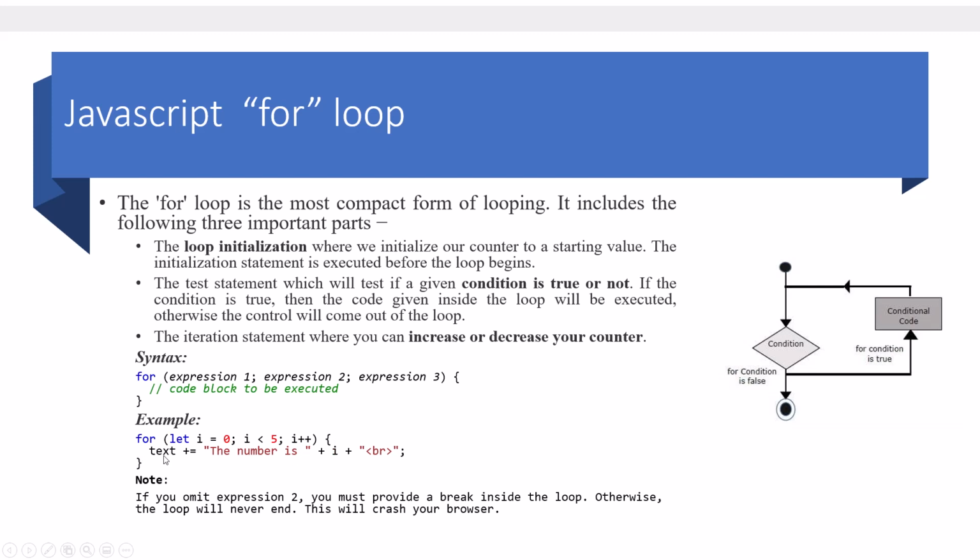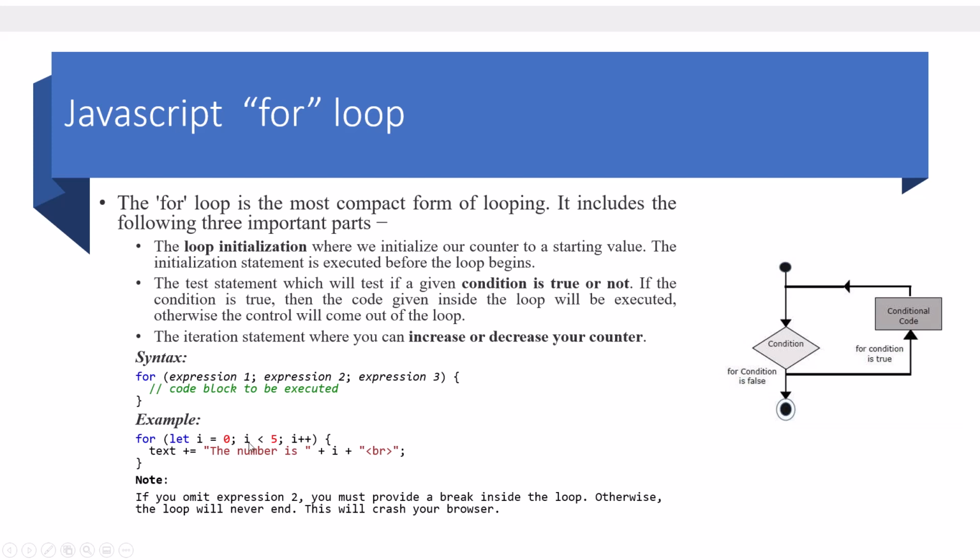And here we are giving the executable block of code, where text plus equals the number is i. What we are printing is, for i values from 0 to less than 5, meaning 0, 1, 2, 3, 4. All these values of i will get printed as the number is 0, the number is 1, the number is 2, the number is 3, and the number is 4, because i is less than 5. When the i value is 5, after 4, it will again go to the start of the for loop to check the condition.